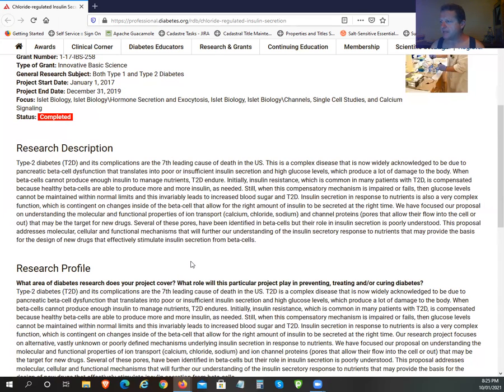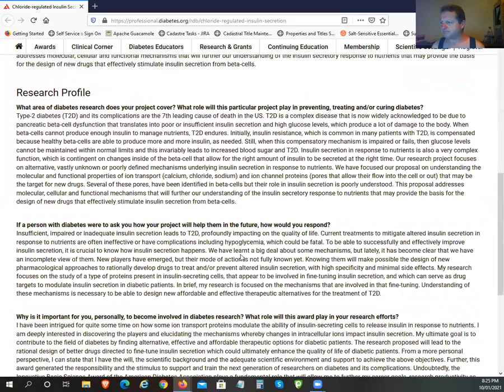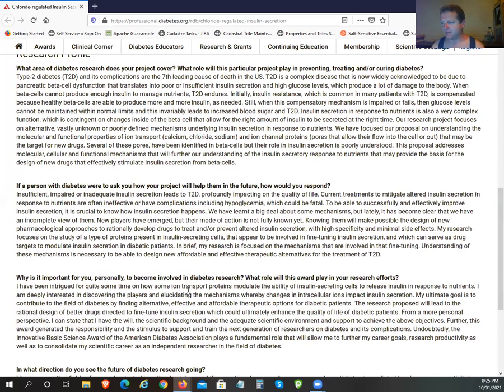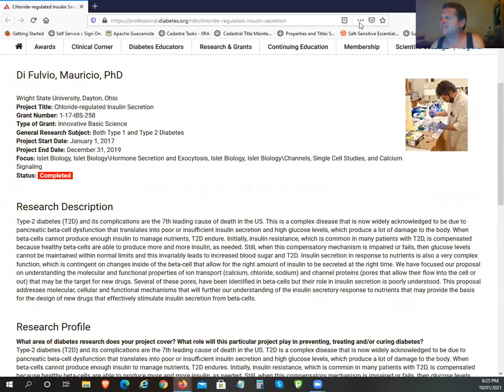Anyway, let's keep on. Several of these pores have been identified in beta cells, but their role in insulin secretion is poorly understood. Obviously, the proposal addresses the molecular, cellular and functional mechanisms to further understand the insulin secretion response to nutrients, which may provide the basis for the design of new drugs effective in stimulating insulin secretion from beta cells. Basically, what they've come around to understanding is that chloride seems to have an effect on the actual regulation of insulin secretion.